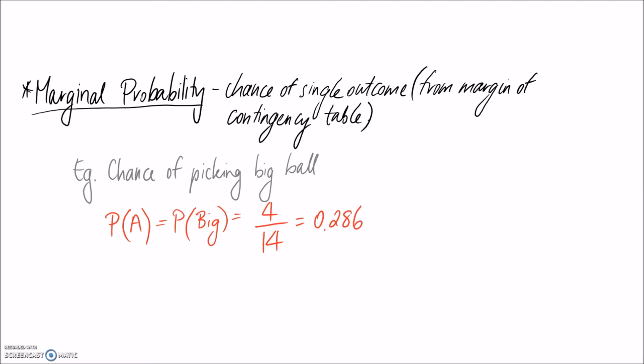Again, you can see that we have a value that's between 0 and 1. And if you want, you could convert this into a percentage. If you did that, it would be a 28.6% chance that we would pick out a big ball from our bag of marbles. So that's the first definition for probability. Marginal just means it's a single outcome that's picked from the margin of a contingency table.